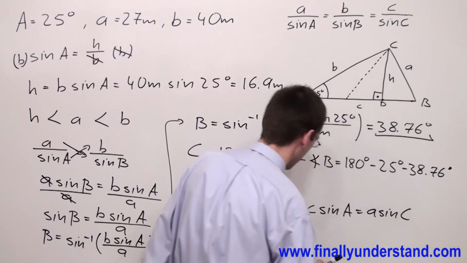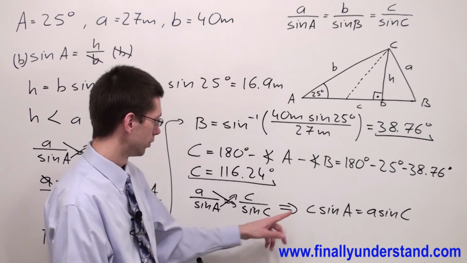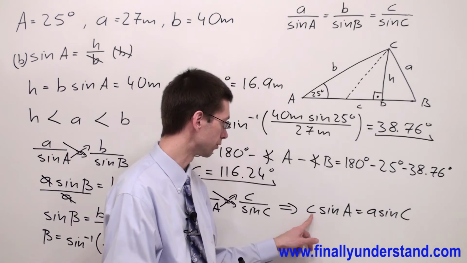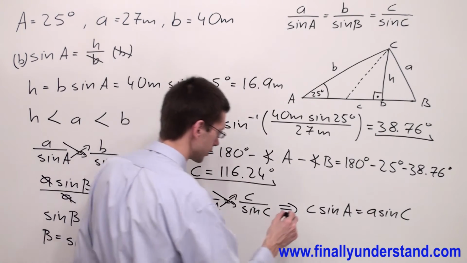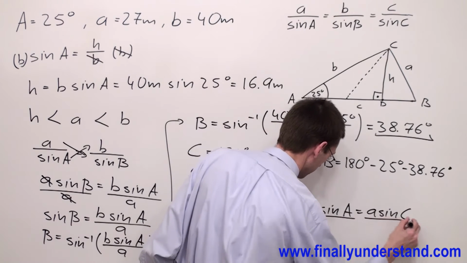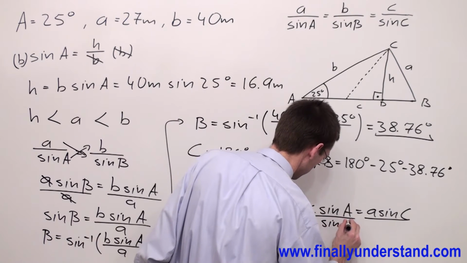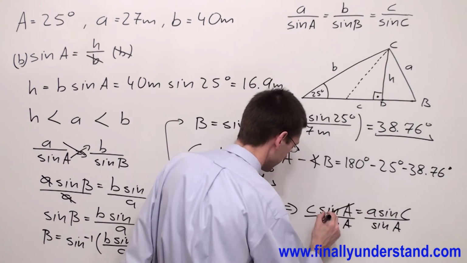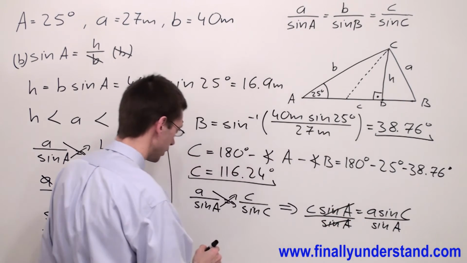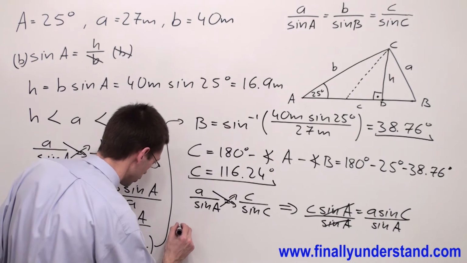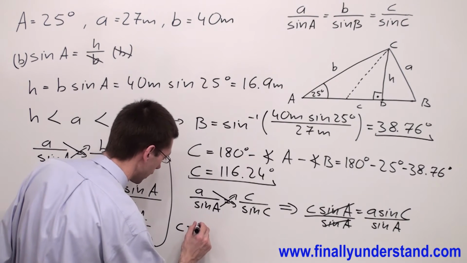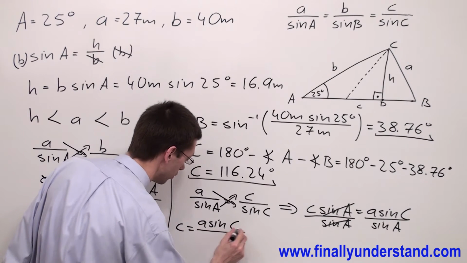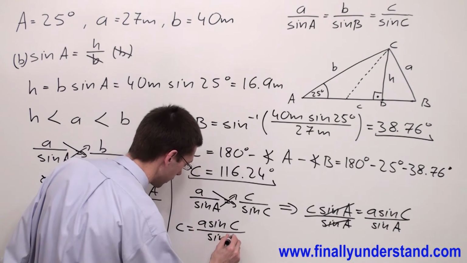Okay. Now, in order to find C, I'm supposed to divide both sides of the equation by sine of angle A. Sine and sine will cancel out, and I'm going to have the formula C is equal to A sine of angle C over sine of angle A.